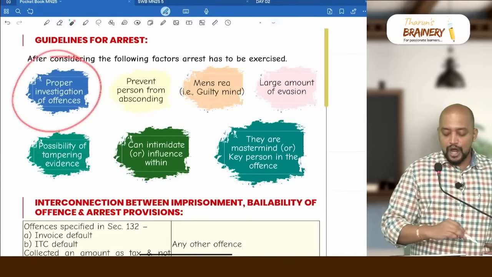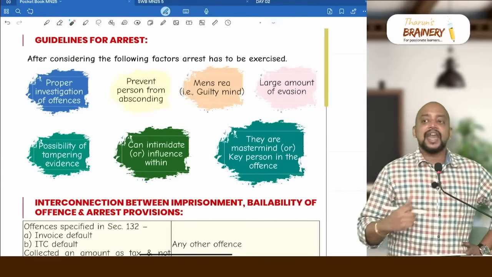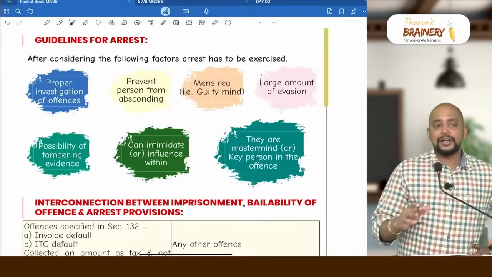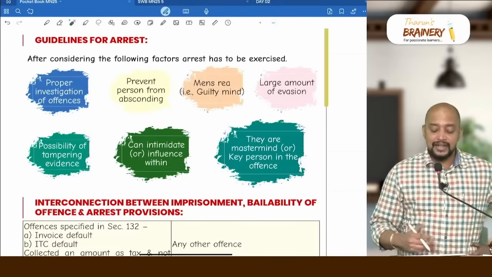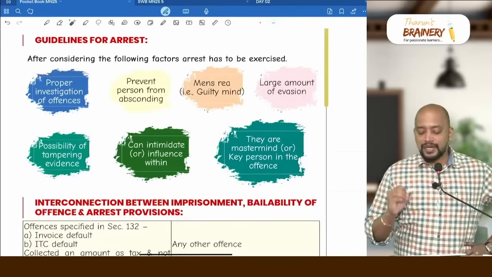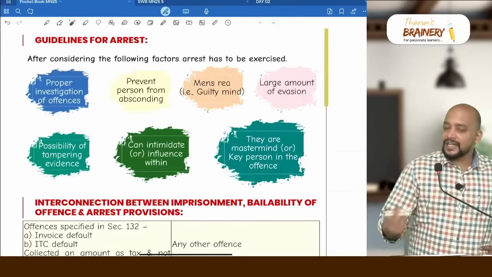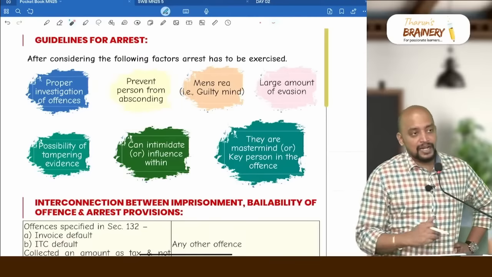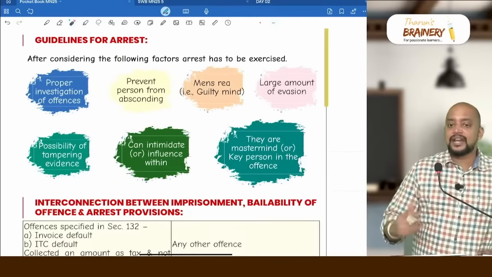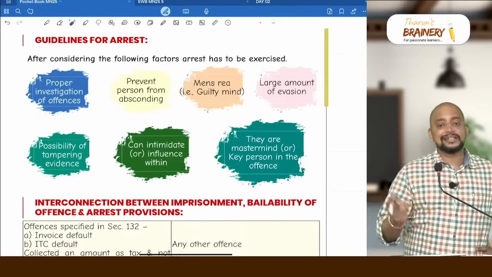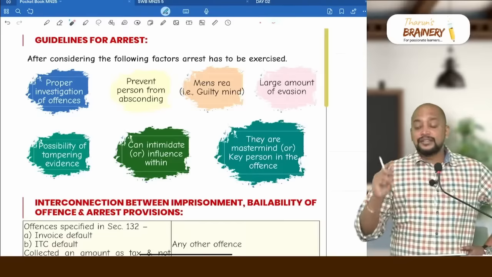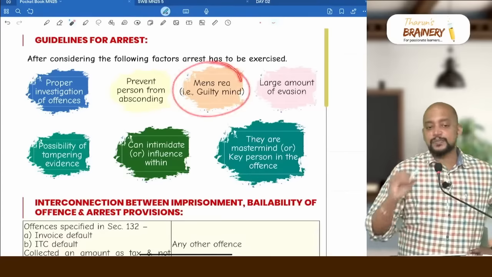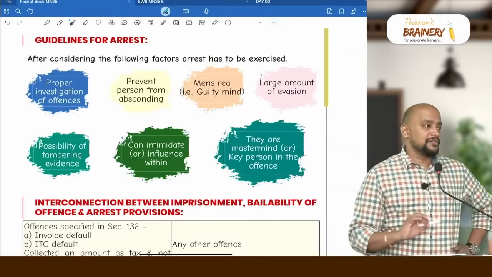First, there should be proper investigation of the offences. Casually it should not be. So really there should be these 3 offences, and proper investigation should be made. Then, to prevent a person from absconding: sometimes if the arrest is not made, the person may abscond, he may run away. For the sake of that, the arrest can be made. Number 3, these offences are committed with a guilty mind, that is mens rea is present, then only arrest should be made, otherwise not.